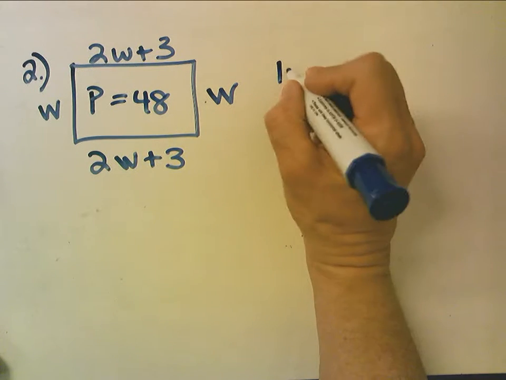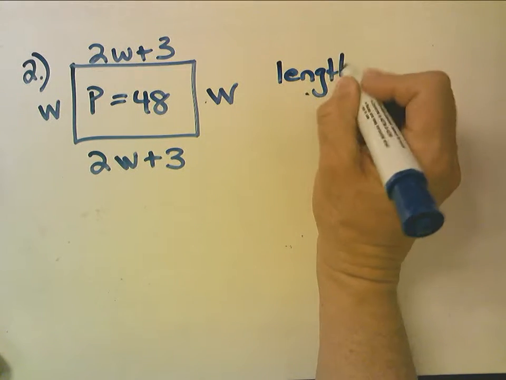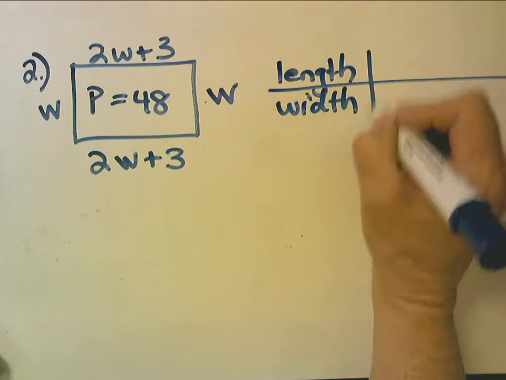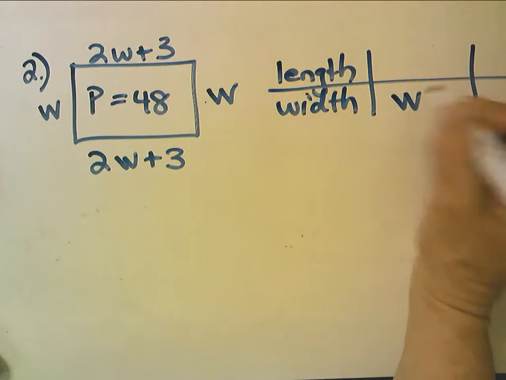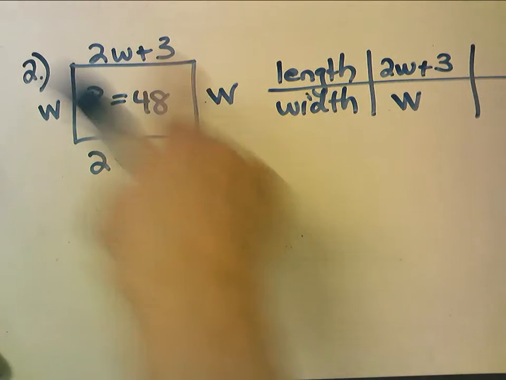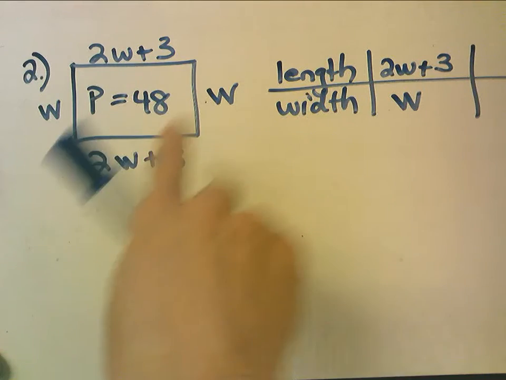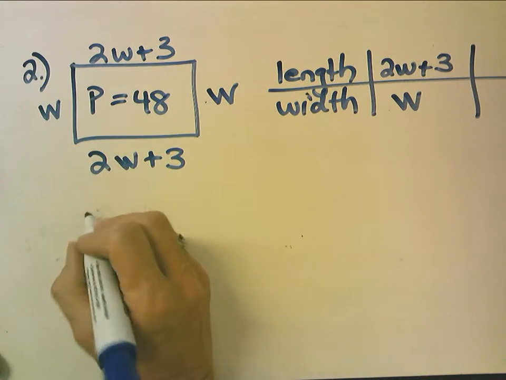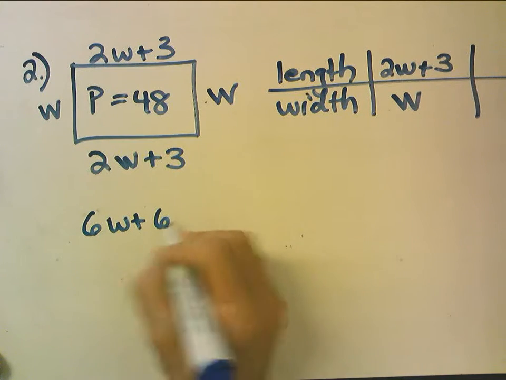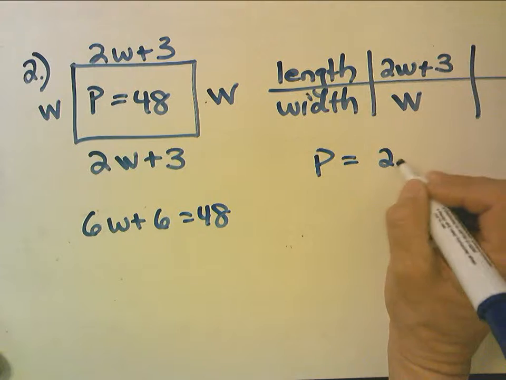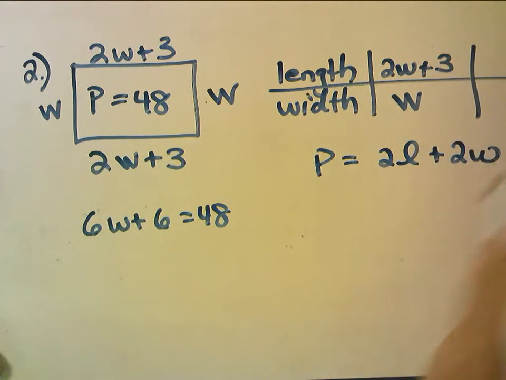Another way to set it up is to define your length and define your width. So if my width is w, my length is 2w plus 3. This way, I can just add up all my w's. 2w plus w is 3w, 5w, 6w plus 6 equals 48. This way, I can also use the perimeter formula.